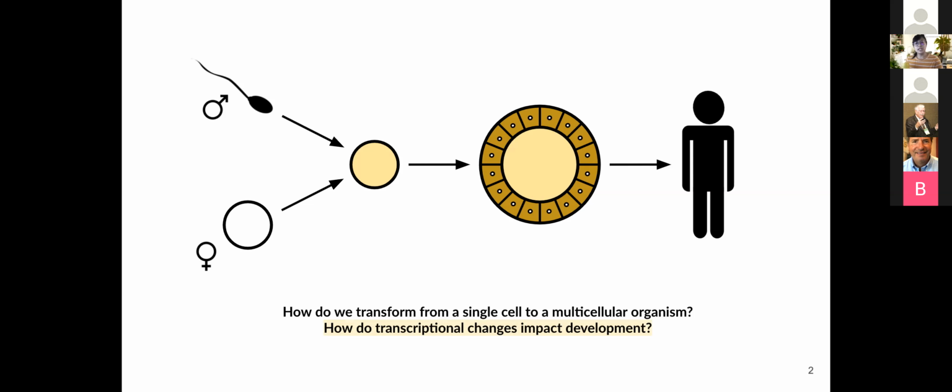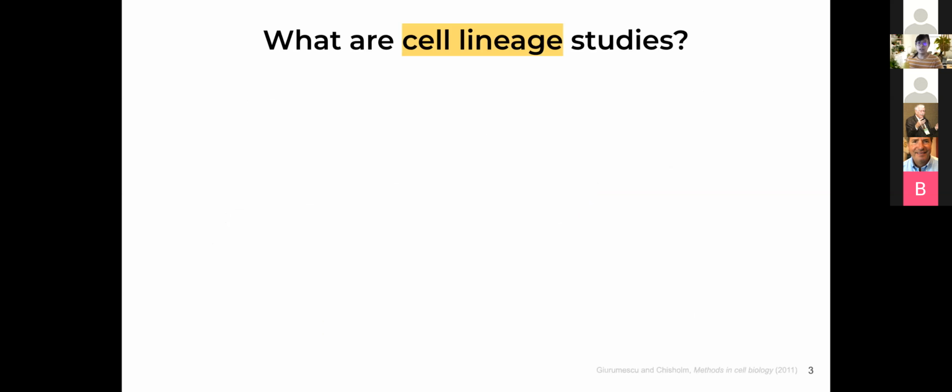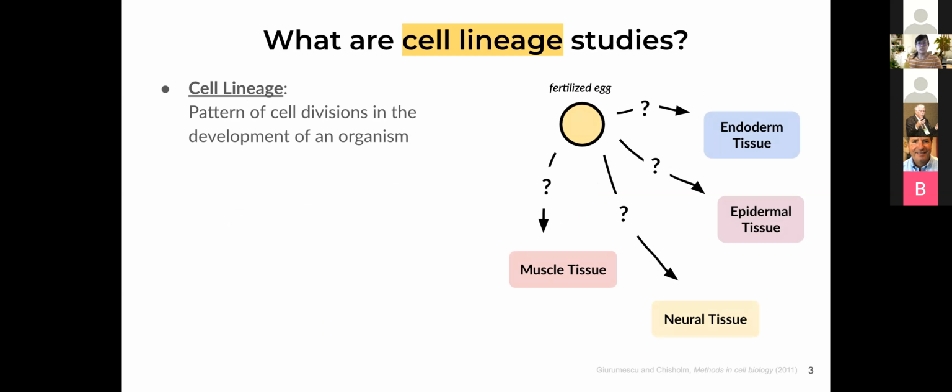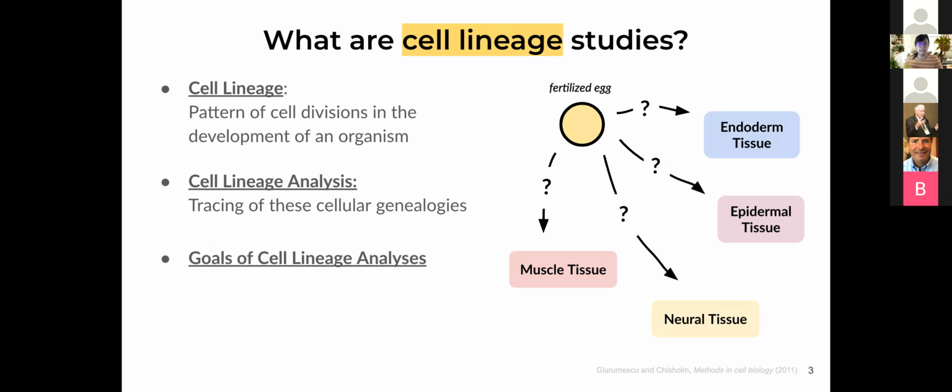And we can start to answer these sorts of questions with something called cell lineage studies. So cell lineages are the pattern of cell divisions in the development of an organism. It's the process that underlies how a single cell zygote can transform into different tissues. Cell lineage analysis is the tracing of these cellular genealogies and following cell divisions over time as they form different populations. This is an important field of study in developmental biology for several reasons.